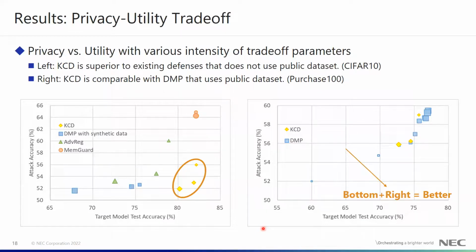To state more concretely, we conduct a comparison experiment on various trade-off parameters. Here, the x-axis means utility, the y-axis means MIA risk. So bottom right is preferred. The left figure shows KCD is superior to existing defenses that do not use a public dataset. As the right figure shows, KCD is comparable with DMP that uses a public dataset.